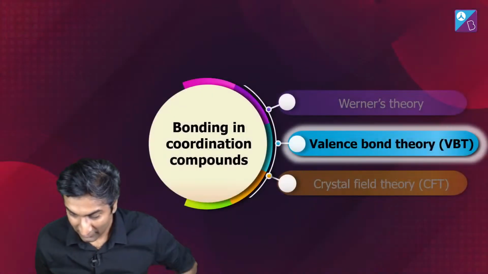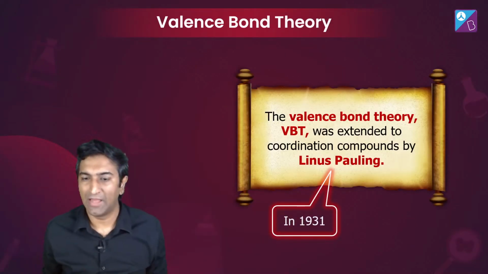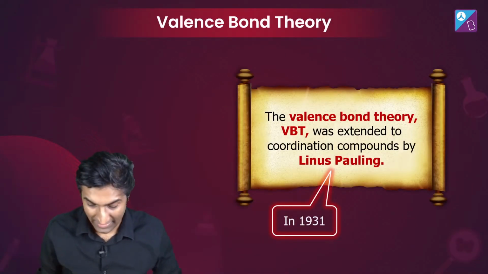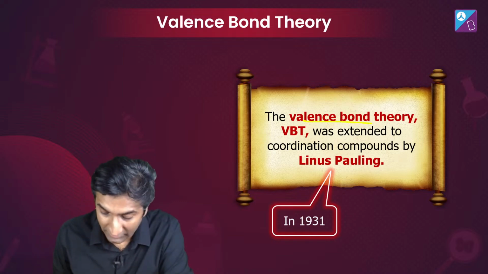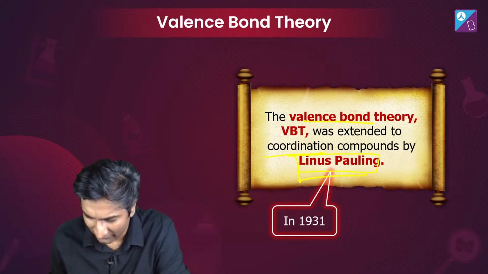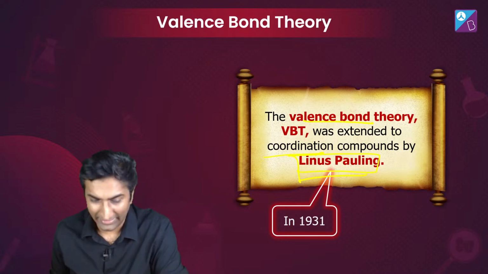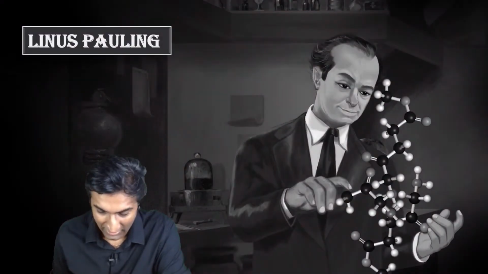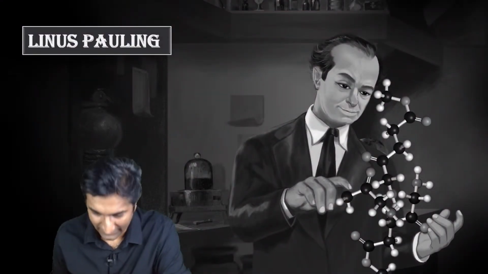Okay, awesome. What is VBT all about? You have already studied this in chemical bonding, and if you haven't, it's okay. Whatever valence bond theory was done, it was extended to coordination by a good friend, Linus Pauling. Linus Pauling, have you heard the name Linus somewhere else? Yeah, the tech guy. VBT, 1931.